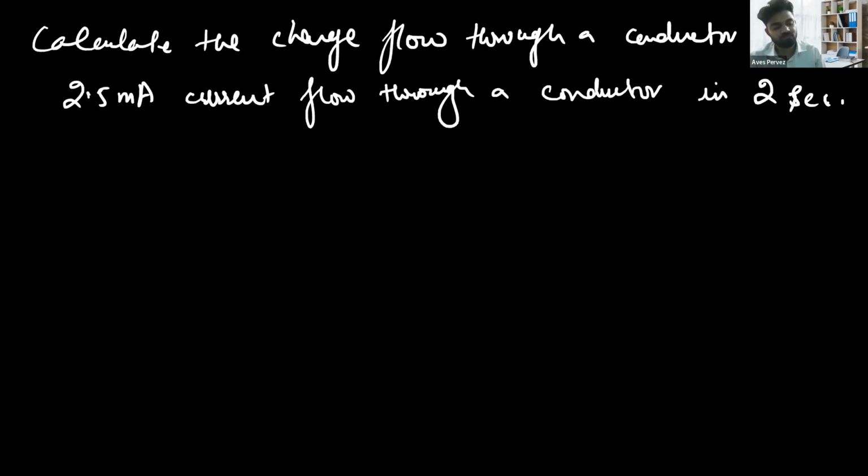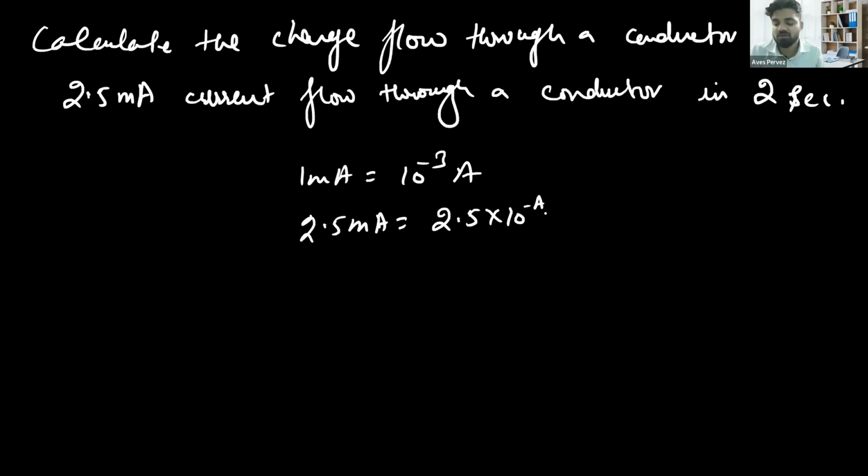Ammar, are you doing it? Sir, is milliampere and ampere the same thing? No. 1 milliampere is equal to 10 raised to the power minus 3 ampere. So if I have 2.5 milliampere, it means 2.5 into 10 to the power minus 3 ampere.